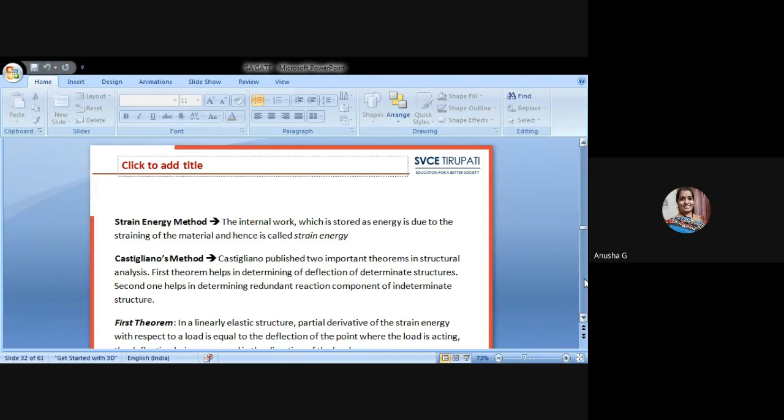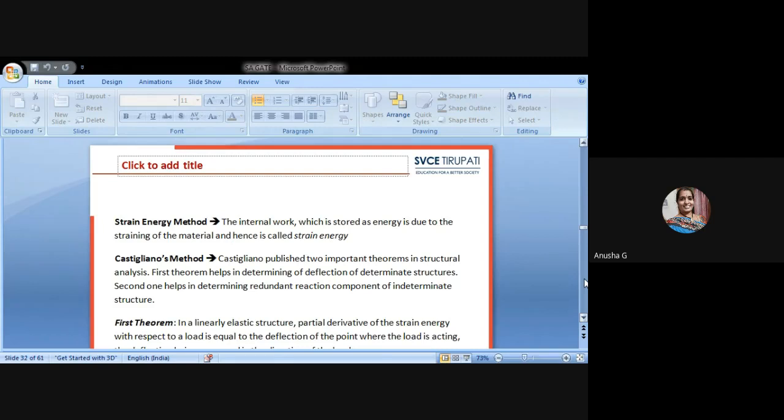The internal work which is stored as energy due to the straining of the material is called strain energy. Or otherwise, directly we'll say that the energy which is stored in the body within the elastic limit is called strain energy also.